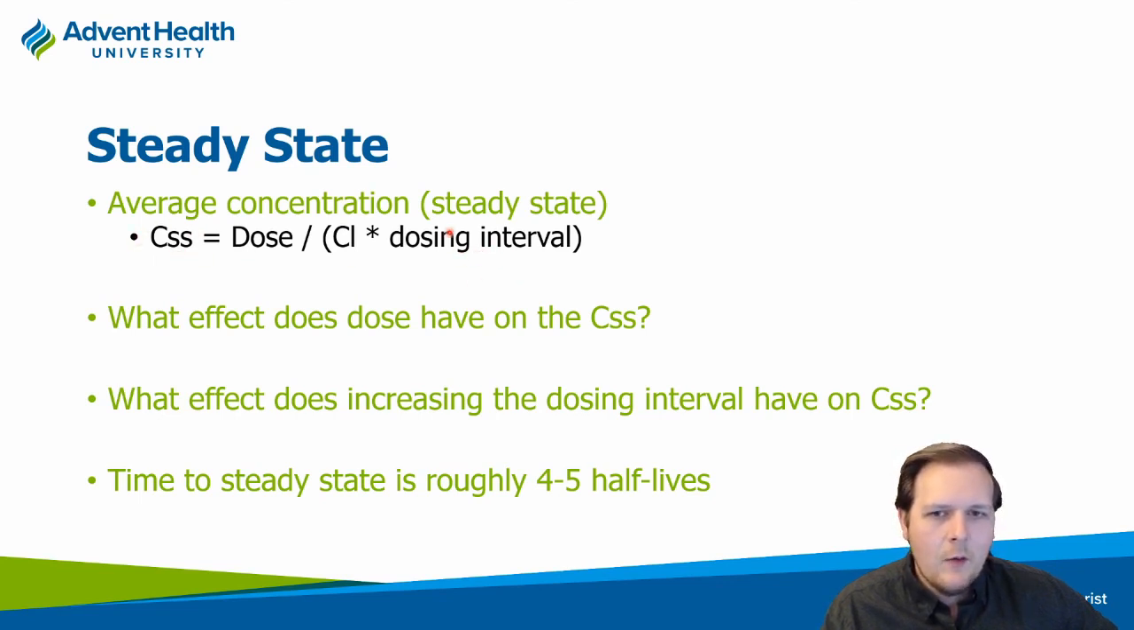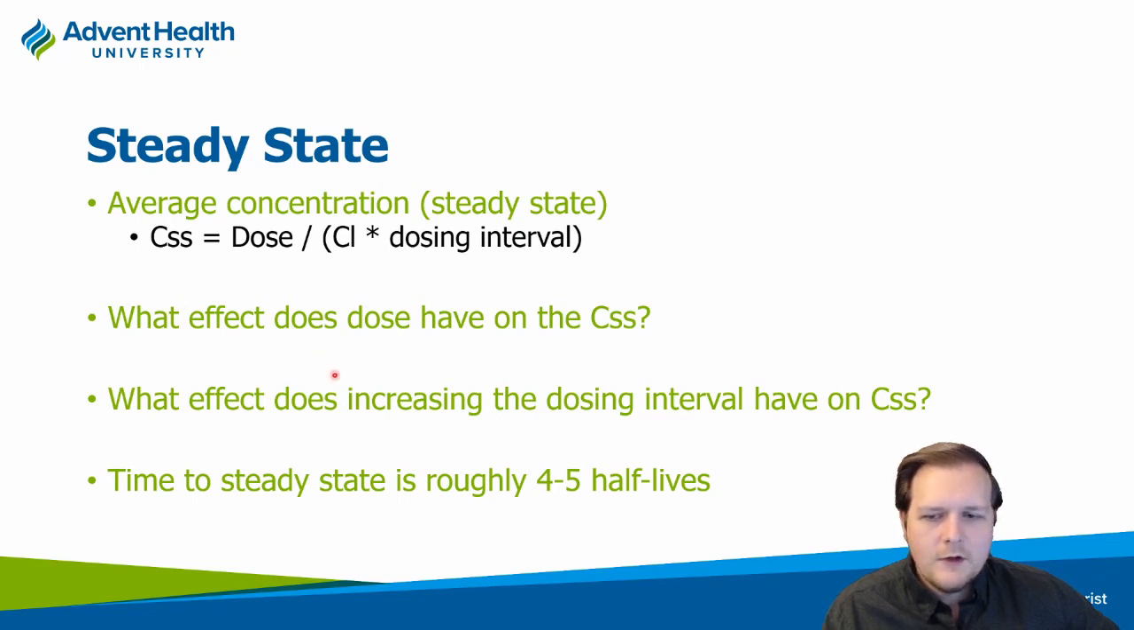So by changing how often I'm giving the drug, say if I went from Q8 hours to Q12 hours, now I'm giving the body more time to metabolize that drug. The CSS is going to go down, right? Assuming I keep the dose exactly the same here and clearance does not change for that patient. And I'll show you some graphs, and this will make more sense in just a few minutes here.